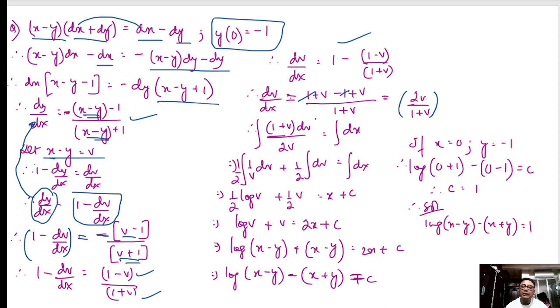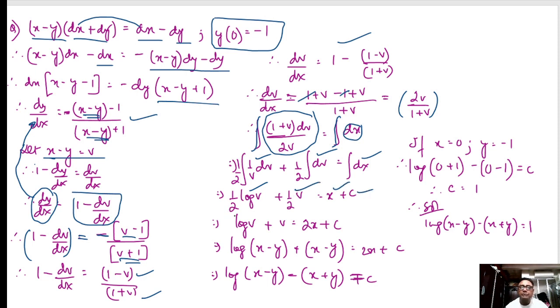So now separating all the v's together and all the x together and putting the integration signs. So we will solve this now. Okay, so how to solve it? Let us separate it. It becomes this. So this is log v, half log v, this is half v, this is x plus c.